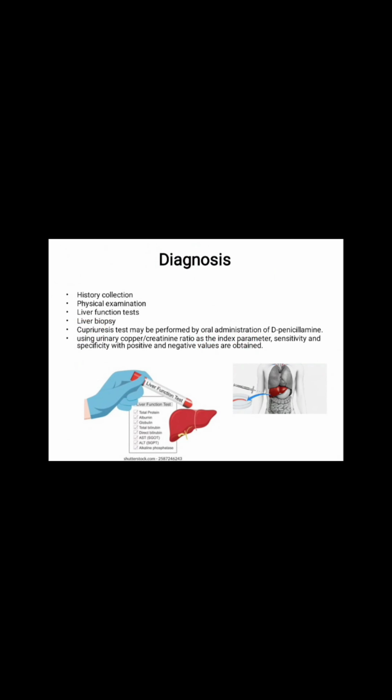Diagnostic findings. History collection, physical examination, liver function test, liver biopsy, and cupriuresis test may be performed by oral administration of D-penicillamine, using urinary copper to creatinine ratio as the index parameter. Sensitivity and specificity with positive and negative values are obtained.